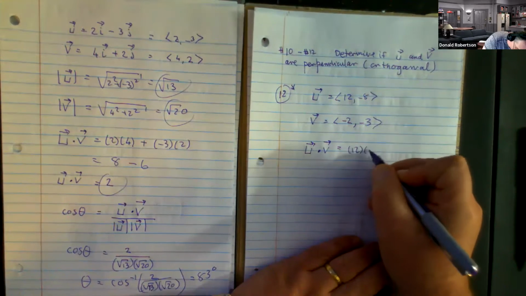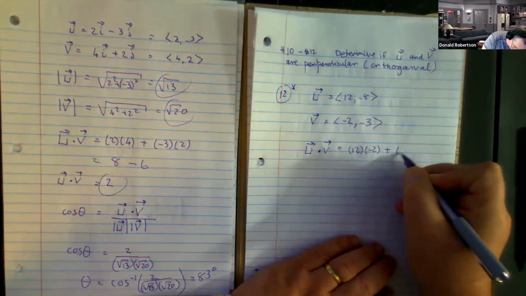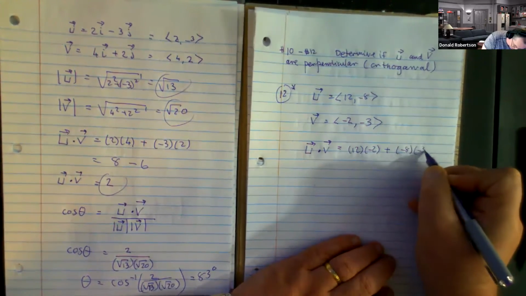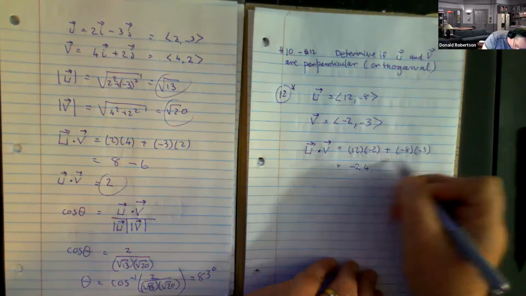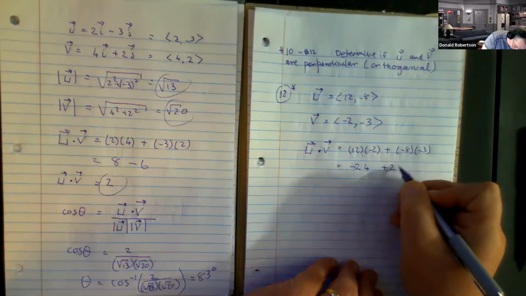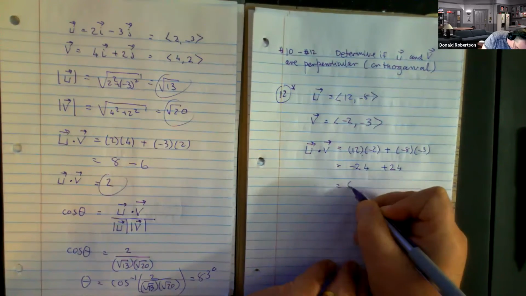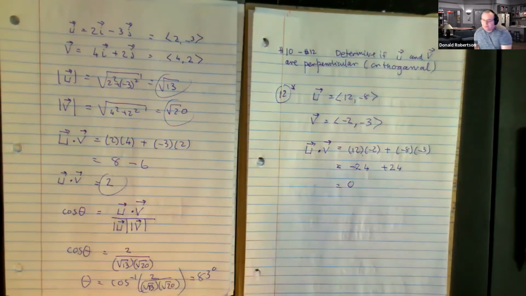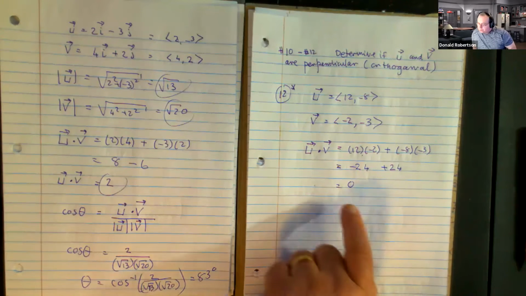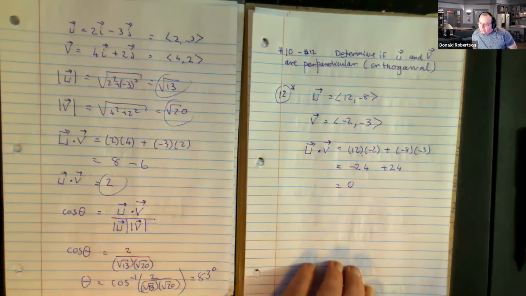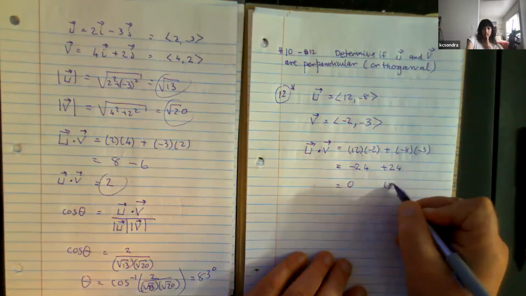Well, it's 12 times negative 2, add negative 8 times negative 3. Well, those two get you negative 24, and those two get you plus 24, and the answer I have here is 0. Okay, dot product equals 0. Is the answer yes, they are perpendicular, or no, they're not? What's the answer? Say again? Yes. And that's you finished.